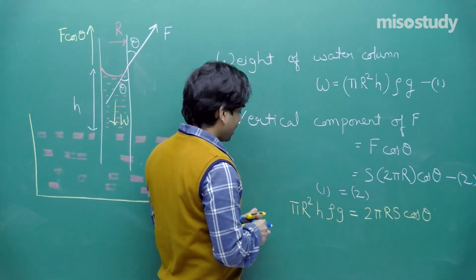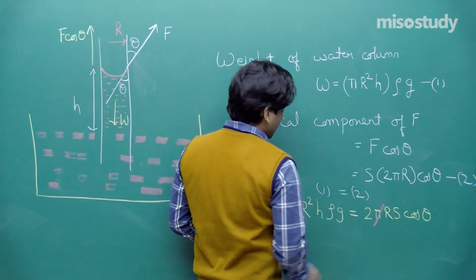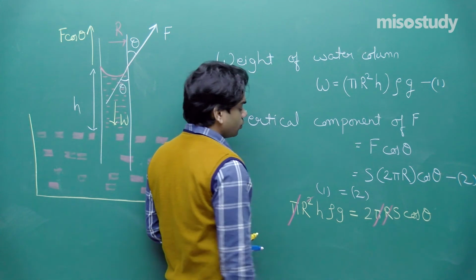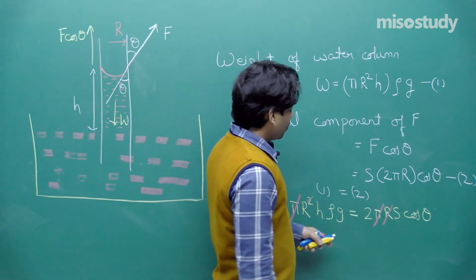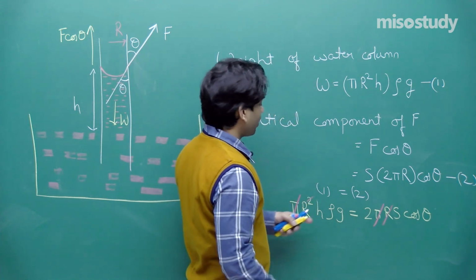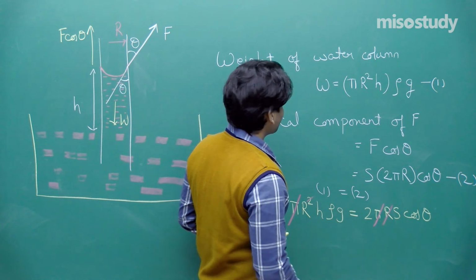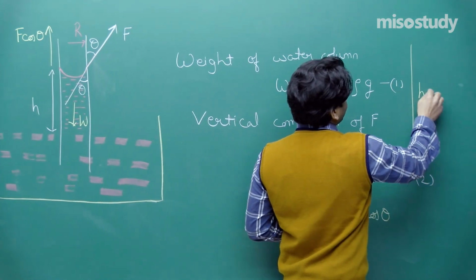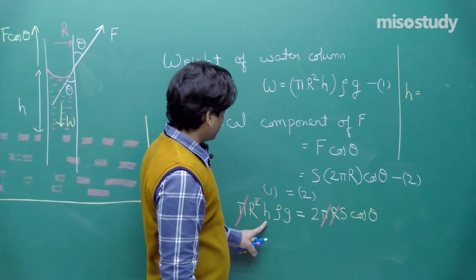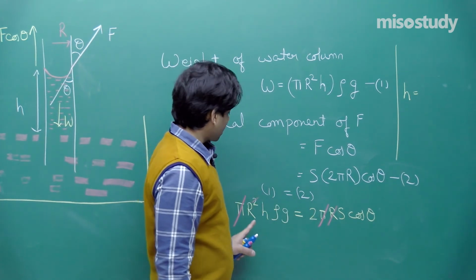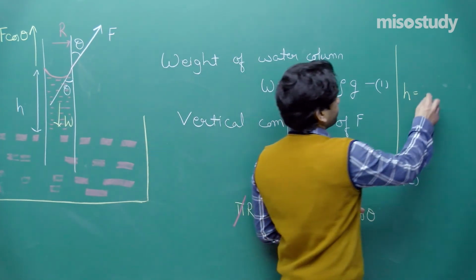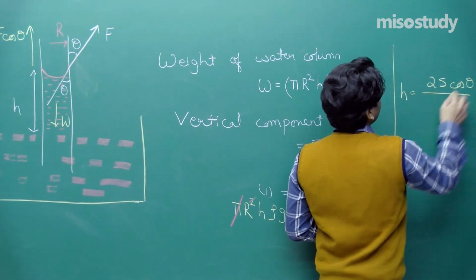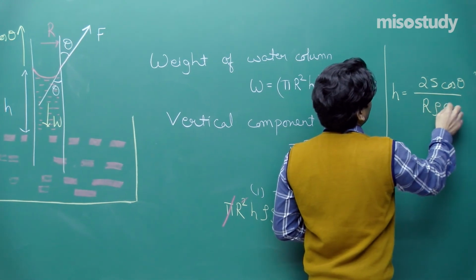Here you can see that pi and pi will be cancelled out, and one r will be cancelled out. So I am also cancelling this r, this 1 2 will be cancelled out. And now you can write down the value of h. If I write the value of h here separately, it will come out to be 2s cos theta upon r rho g.